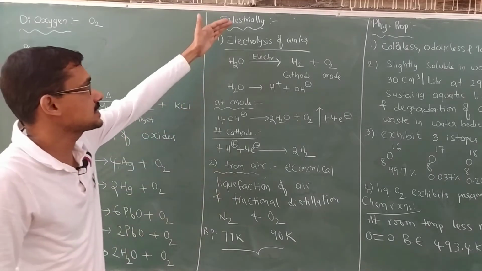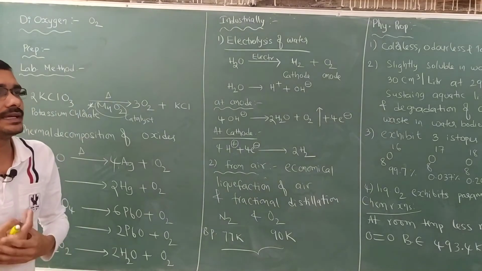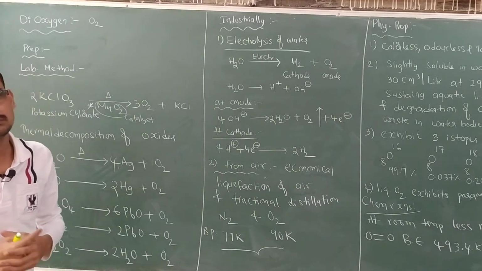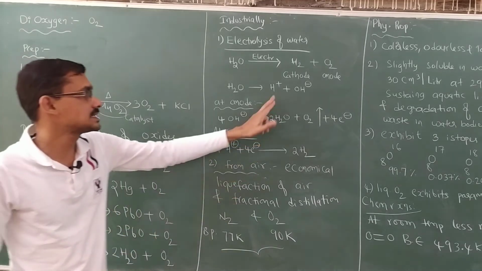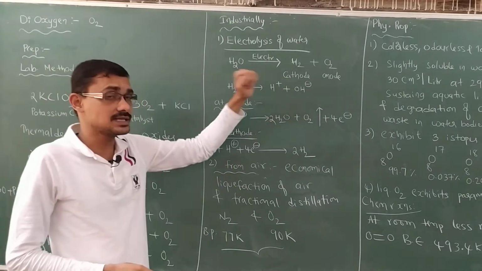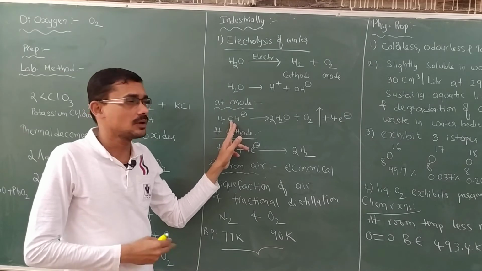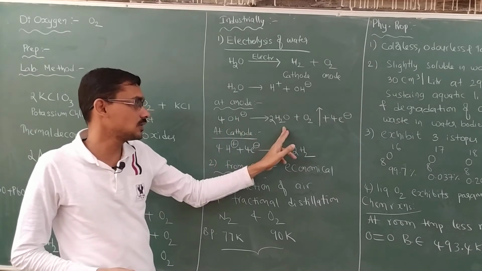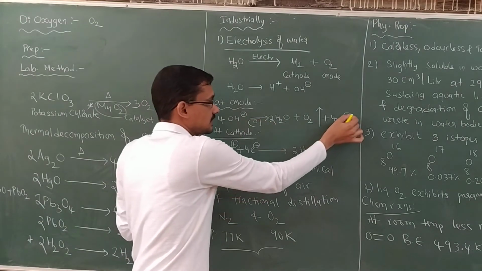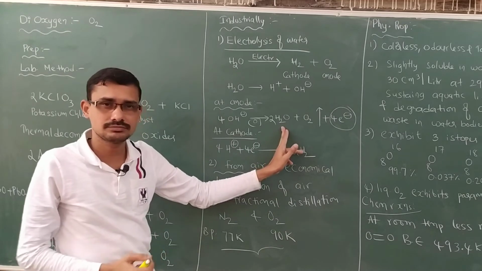Next, we will take the industrial method. The first one we will take is the electrolytic method. In the electrolytic method, we will take water. Water first undergoes what? H plus and OH minus. We will take OH minus first, at the anode. Now OH minus undergoes reaction at the anode. What type of reaction is it? Oxidation reaction. Loss of how many electrons? 4 electrons. You get O2 plus water.